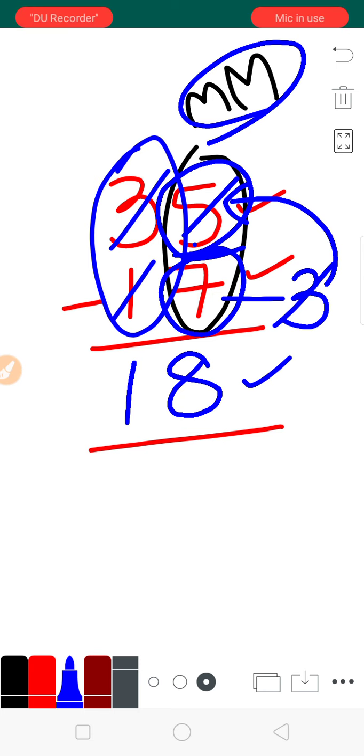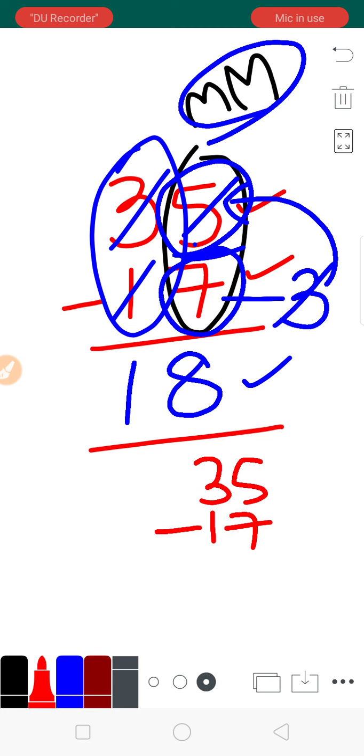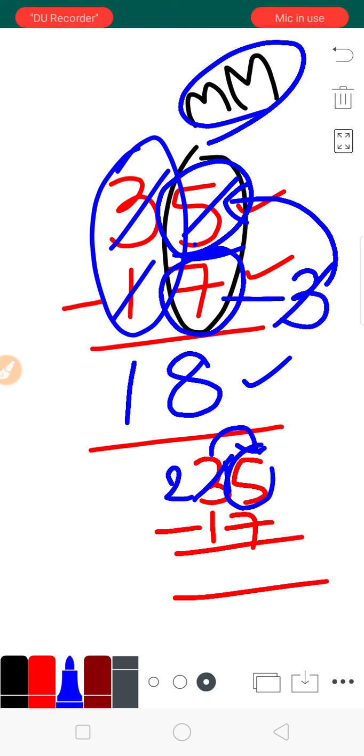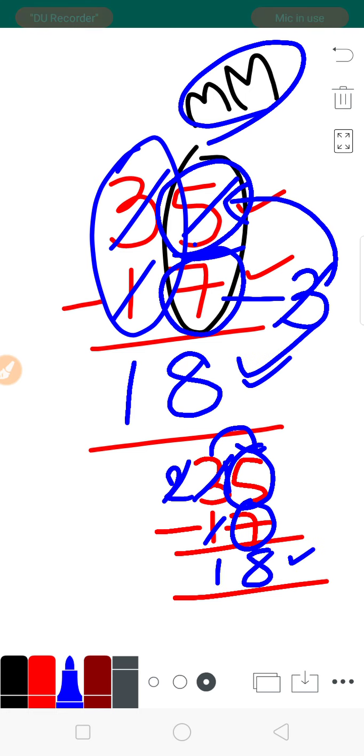Isn't it? Let us verify the same answer using normal maths also. 35 minus 17 we are doing. So I need to take a carry, this becomes 2, here it becomes 15, 15 minus 7 is equal to 8, 2 minus 1 is equal to 1, 18 is the answer. Yes, 18 is the answer.